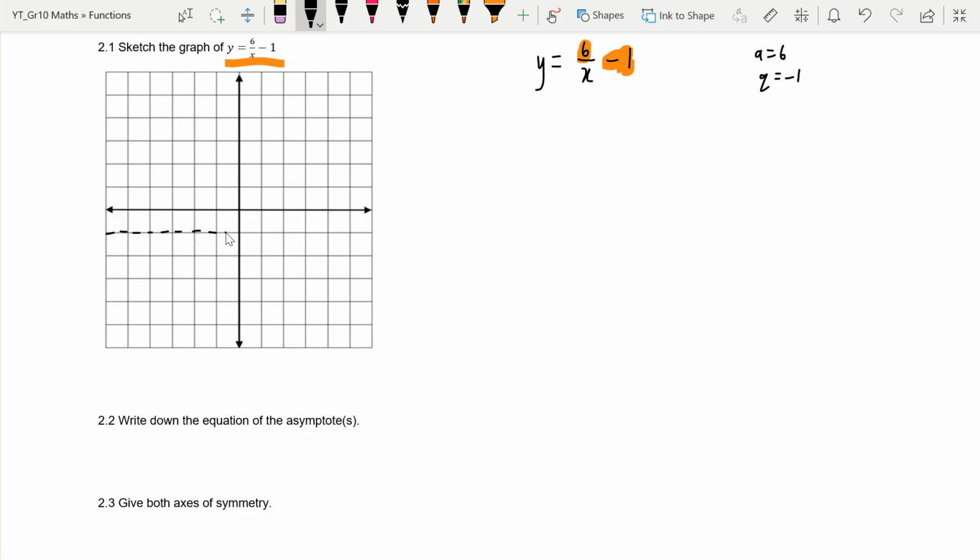There is our asymptote. Please use your ruler. That is the line where y is equal to minus 1. So I put my asymptote in, done. Now we need to plot some points. We can't just eyeball it and decide where we think the curve is going to be.